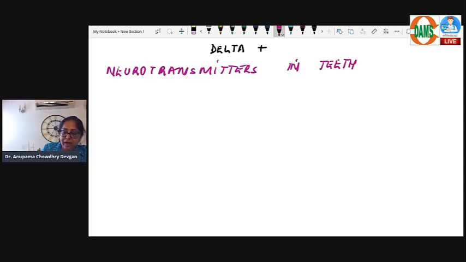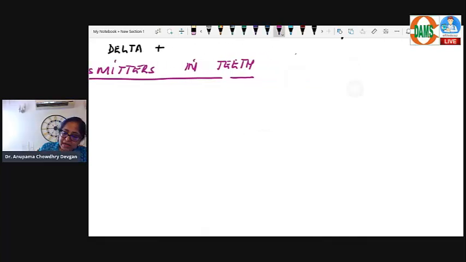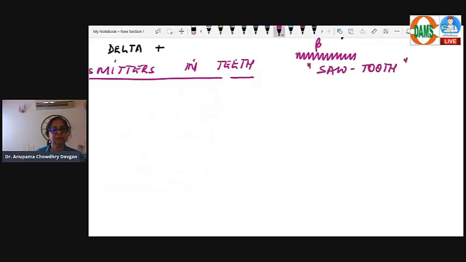If you have a high frequency, low amplitude activity, high frequency, low, this is beta rhythm. It looks like a sawtooth. It is the same thing, just the description is different. Duration of REM is 5 to 30 minutes, variable.